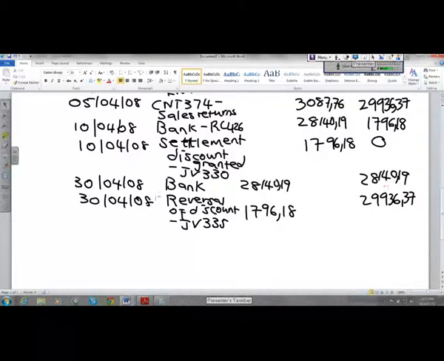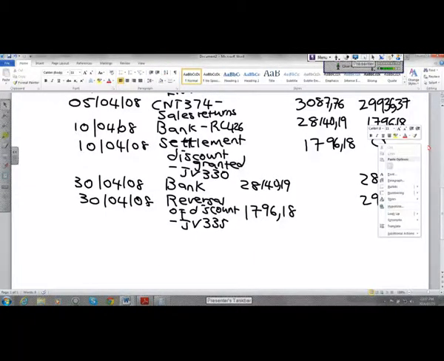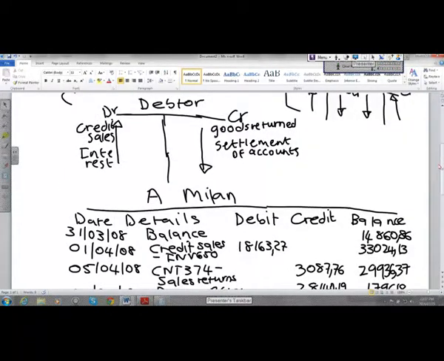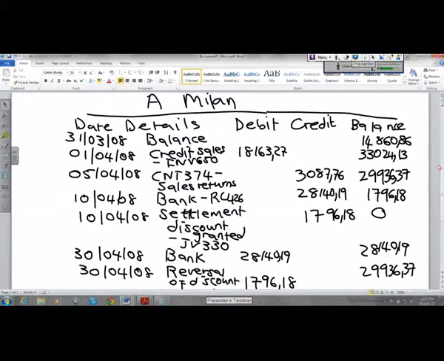When we actually print out the statements, this is what we're going to have. The statement will be A Milan and all his transactions, so that Mr. Milan himself can go through his statement and see whether the balance he has is actually correct or not. What the debtors ledger really helps us with is that at the end of the day, we can print out the statements for our customers showing all their transactions for the month. Let's go to the next one.